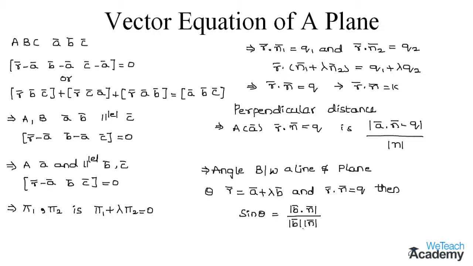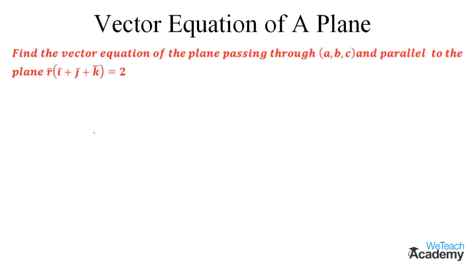And now let me explain this concept with the help of an example. So we have to find here the vector equation of the plane passing through the point A, B, C and parallel to the plane r bar dot (i bar plus j bar plus k bar) is equal to 2. So the given plane is r bar dot (i bar plus j bar plus k bar) is equal to 2. Let us consider this as equation 1.